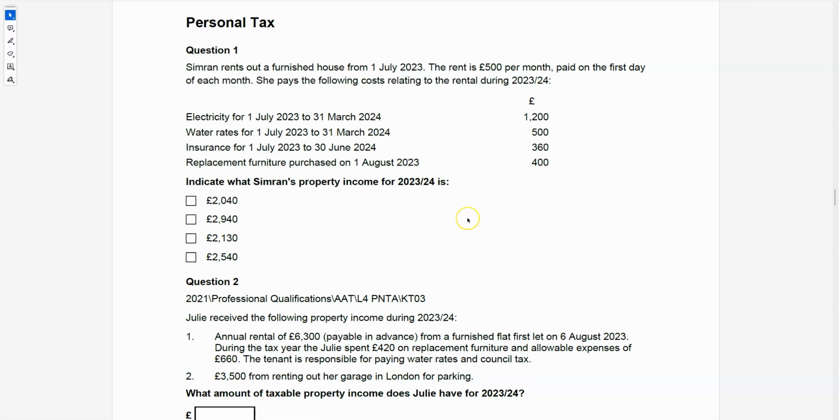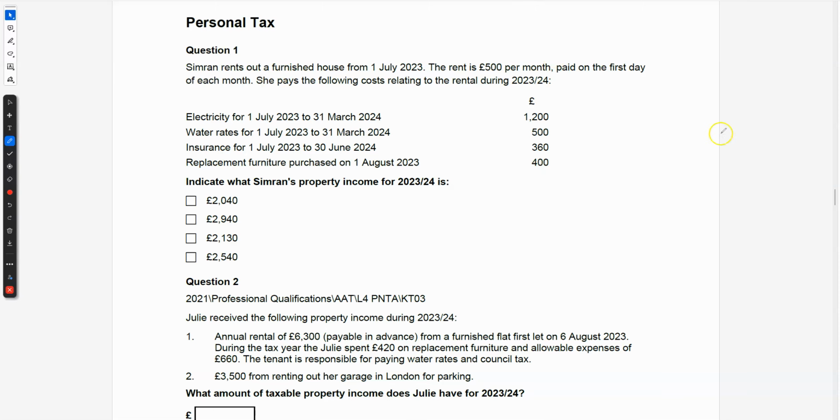The first one says Simran rents out a furnished house from 1st of July. The rent is 500 per month, paid on the first day of each month. Remember that when you have the 5th of April, we already get the rent for April because everyone paid on the 1st of April. So be very careful when you do the calculation, and you always need to do it with the cash basis.